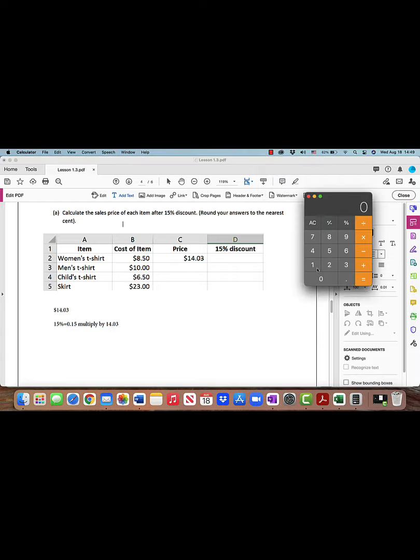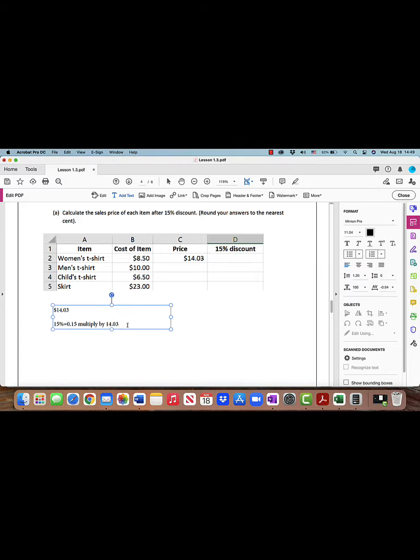Okay, so we got $14.03, and we're going to multiply it by 0.15, and that gives us $2.10 off. Okay, and then we're going to go ahead and deduct that from $14.03. So it's $14.03, and we're going to minus $2.10 to get the price.